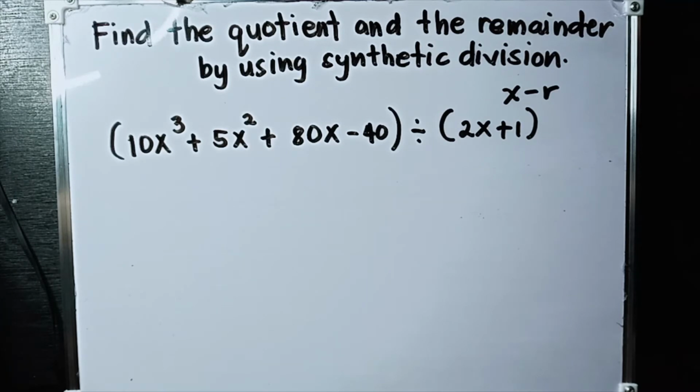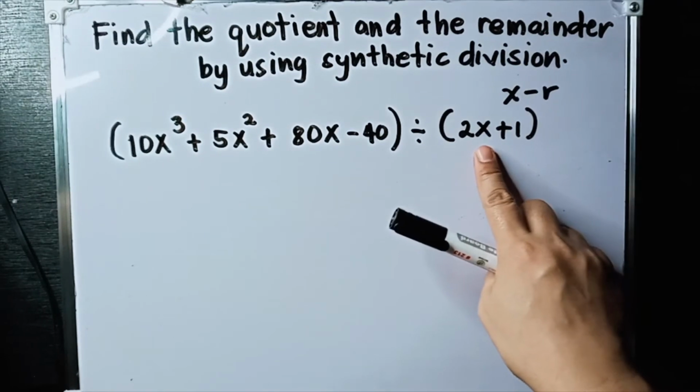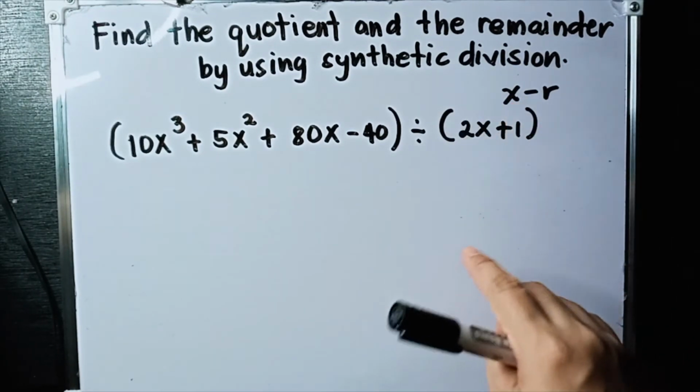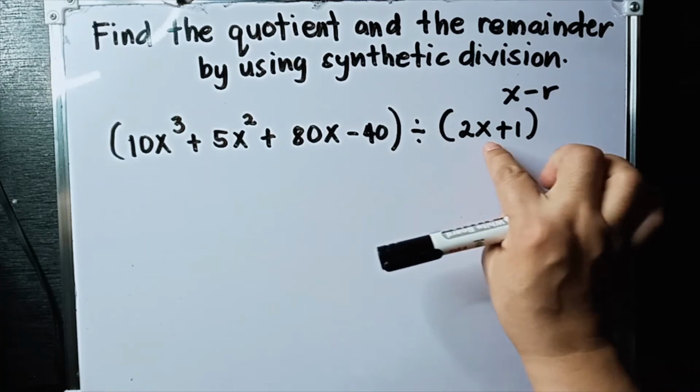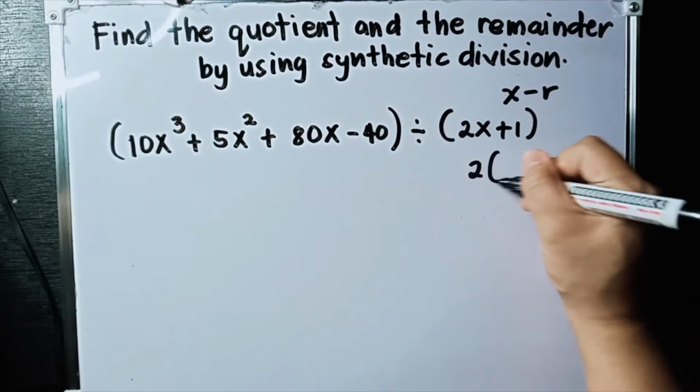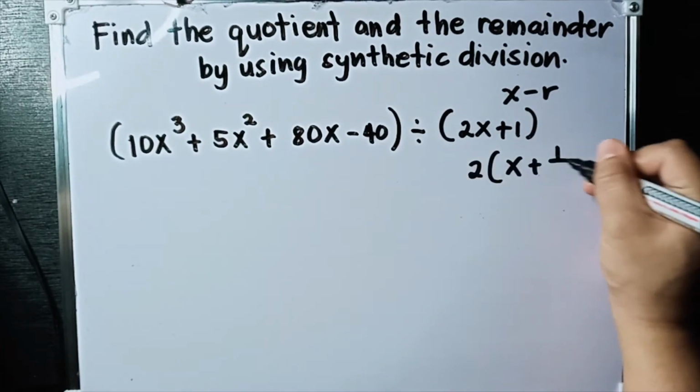So that's it. Let us try to work on this example. Find the quotient and the remainder by using synthetic division. But notice that our divisor is not of the form x minus r. We have to take note that 2x plus 1 is also equal to 2 times x plus 1 half.